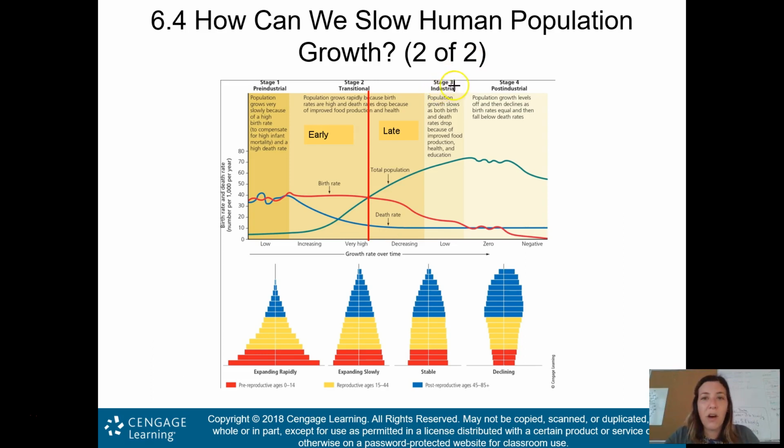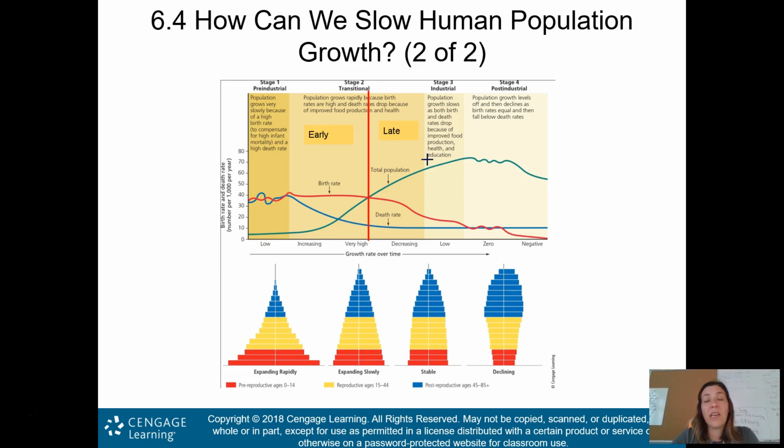Okay, so now don't call this stage 3, this is stage 4. It is still called the industrial stage. Population growth here is slowing as birth rates and death rates drop. Again, there is improved food production, greater access to healthcare, and also higher levels of education, right? So we've talked about how education can help with slowing down population growth.